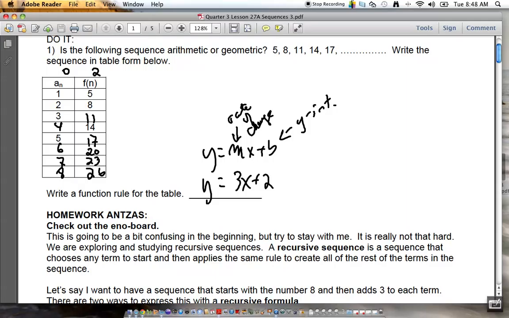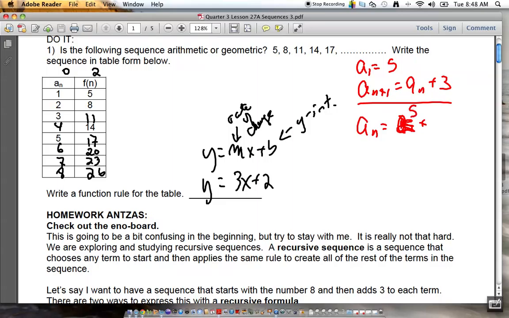If I wanted to write a recursive formula for this, it would be this. A sub 1 is 5. A sub n plus 1, the new term, is the previous term plus 3. Because you're adding 3 every time. If I wanted an explicit form, a sub n is equal to a sub 1 plus the, let me put in a sub 1. A sub 1 is 5. Plus the common difference is 3, always times n minus 1. I'm sorry?